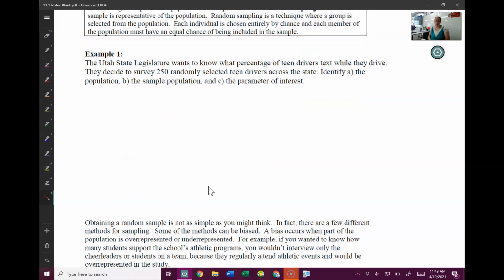So what I want you to do is try example number 1. The Utah State Legislature wants to know what percentage of teen drivers text while driving. They decide to survey 250 randomly selected teen drivers across the state. I want you to pause the video while you identify what is the population, what is the sample, who they're actually going to ask, and what are they interested in. So pause the video, try answering those 3 on your own with the vocabulary we just went through, and then come back to see how you did.